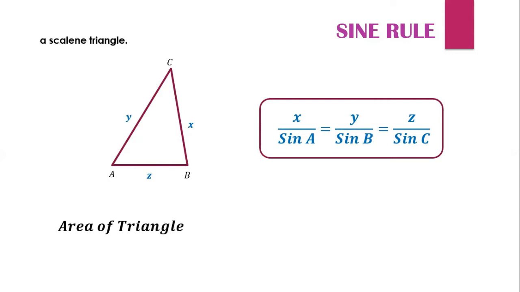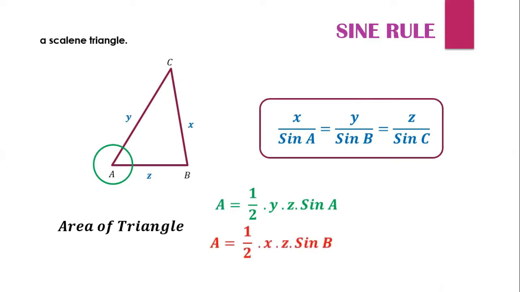Now the area of a scalene triangle. The area is a half times y times z times sine A, with respect to angle A. You can check it on the angle A by the green circle. Or the area is a half times x times z times sine B, the red circle, with respect to angle B. Or the area is a half times x times y times sine C. Yeah, we can check it, the blue circle with respect to angle C.